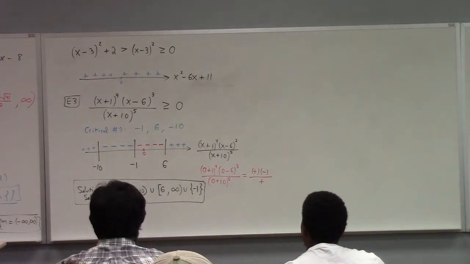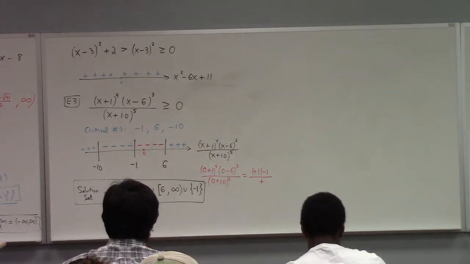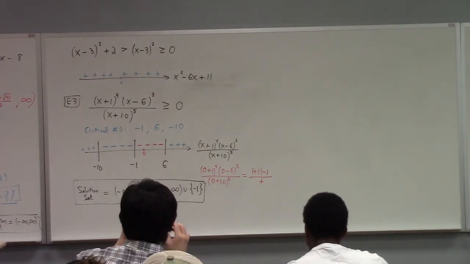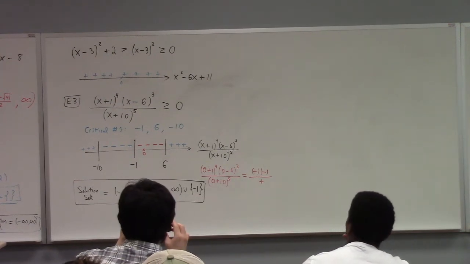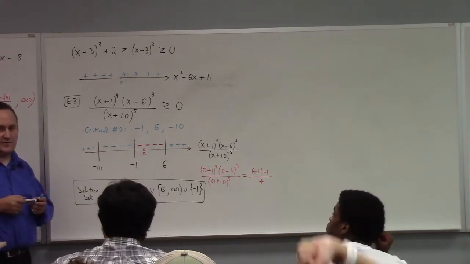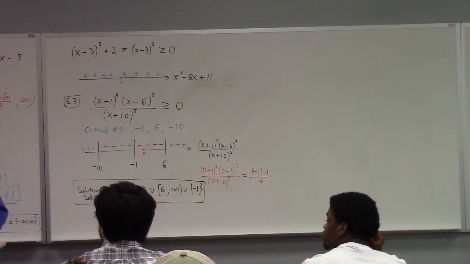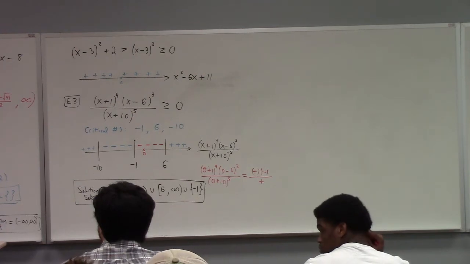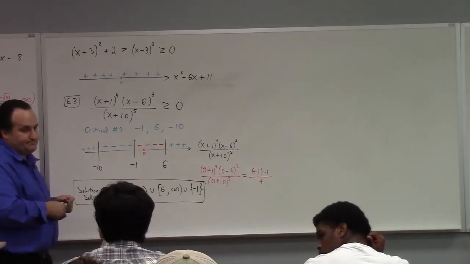Would it matter if we put the minus 1 in between the 6 and the negative? No, it doesn't matter. The union of sets is commutative. A union B union C is C union B union A is B union A union C. You can reorder the union of sets any which way you like. It's the same thing.